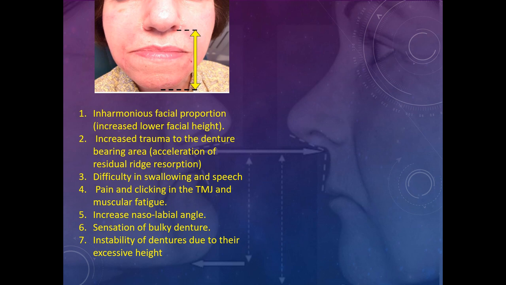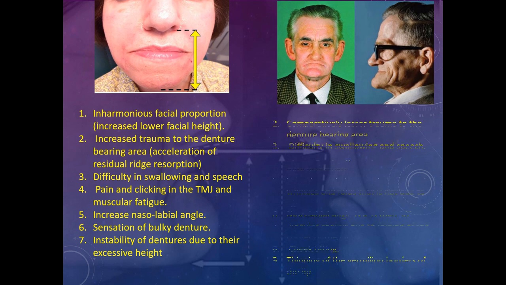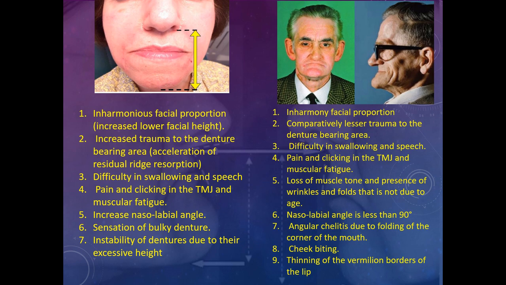The patient will have a sensation of a bulky denture, and also the dentures may be unstable due to the excessive height. Whereas in decreased vertical dimension, again the lower facial height will be decreased, and so resulting in an inharmonious facial proportion, with comparatively lesser trauma when compared to the increased VD.